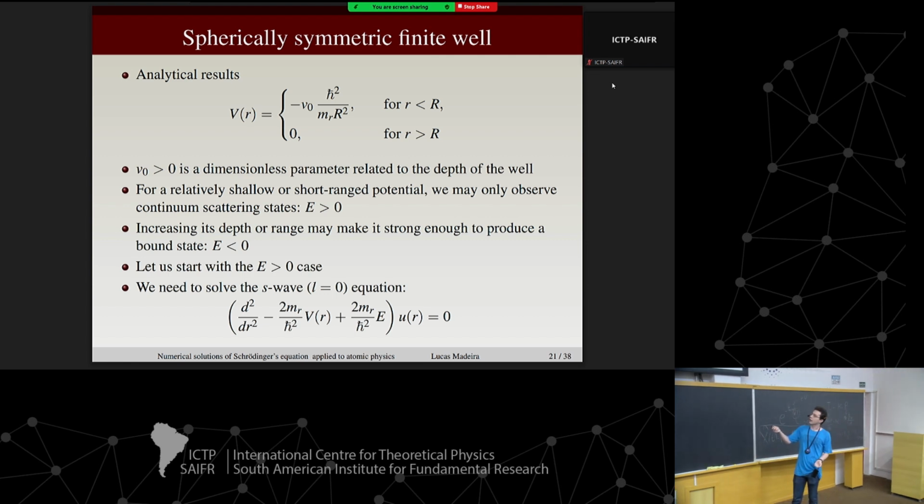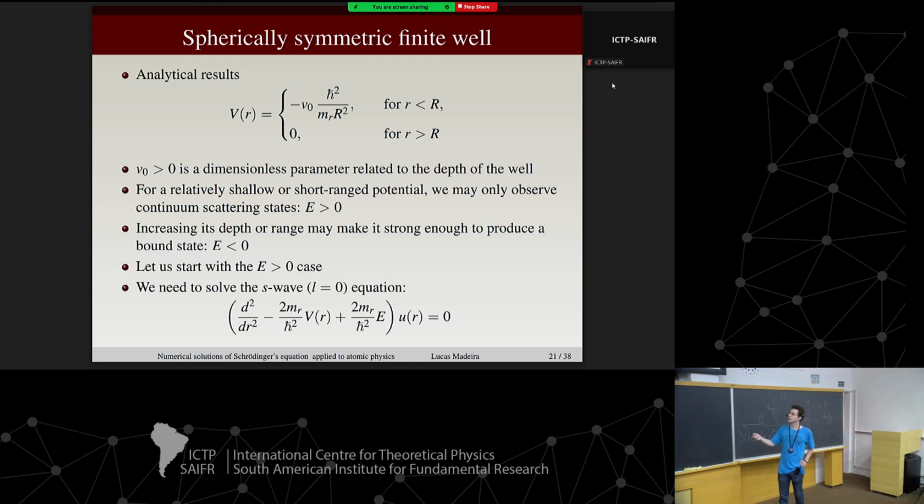So I could start from a situation where I have only scattering states, that means positive energy, or if I increase the attraction, it might be just enough to produce a bound state, all right? Let's start with the scattering states, the positive energy states, and then we need to solve this equation here. So far, so good? All right.